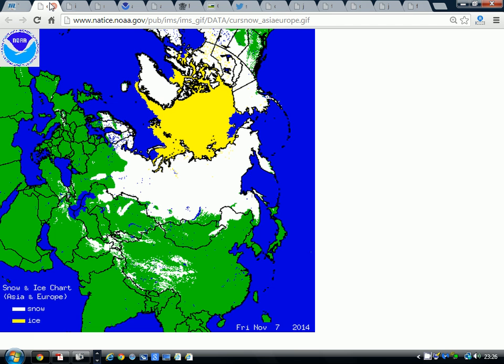Right, let's have a look at how things are developing in terms of Siberian, Russian and Scandinavian snow cover. This is the latest chart, as I'm doing the video on Friday the 7th of November, from the NIC, the National Ice Centre. And we can see that we've gained more snow cover, actually, particularly over Scandinavia. Much of Scandinavia is covered. We're doing very well up there.